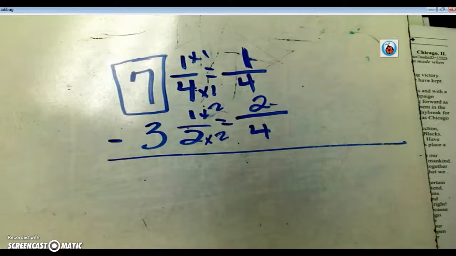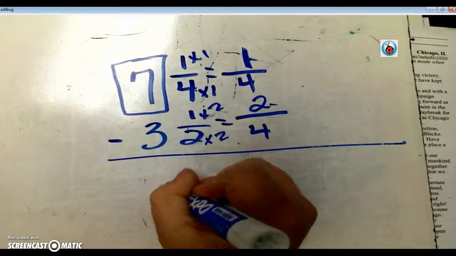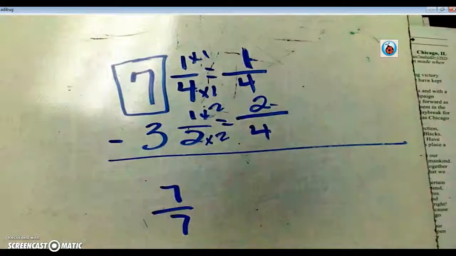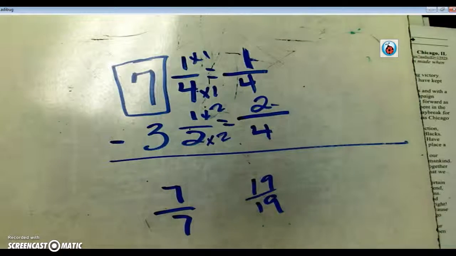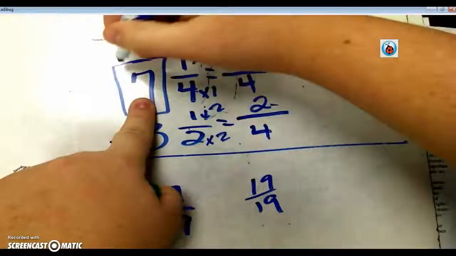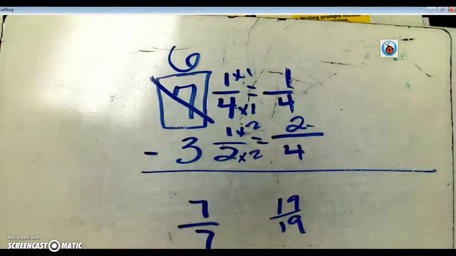Before I show you the next step, here's what I want you to think about. If I have something like 7 over 7, that's equivalent or equal to what? Okay, if I have 19 over 19, that's equal to or equivalent to what? 1. Okay, so any number over itself is always equal to 1. So I'm going to borrow 1 from 7. 7 is going to become 6. You're used to that step, right? When you borrow from a whole number, it goes down 1.